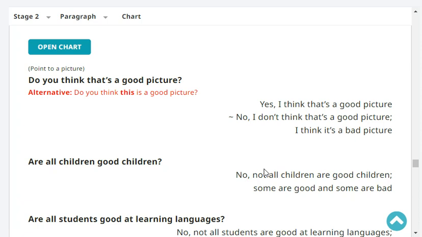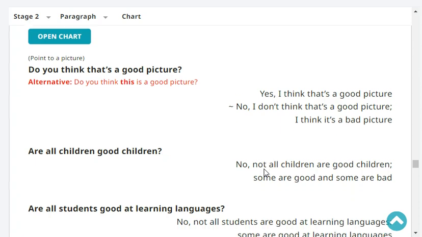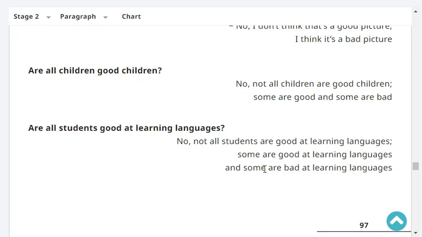Very good. Are all children good children? Yes or no? No, not all children are good children. Some children are good and some are bad. Are all students good at learning languages?